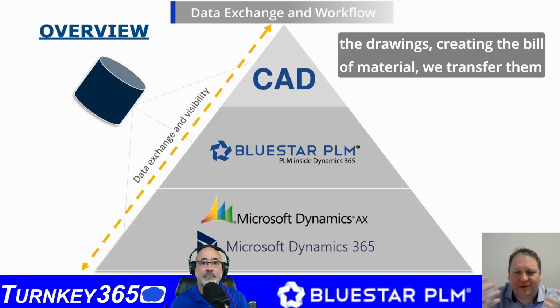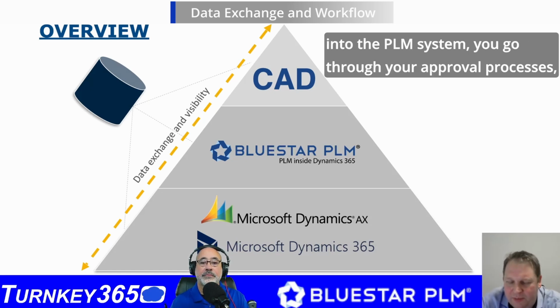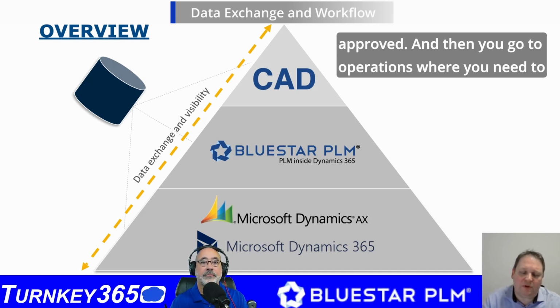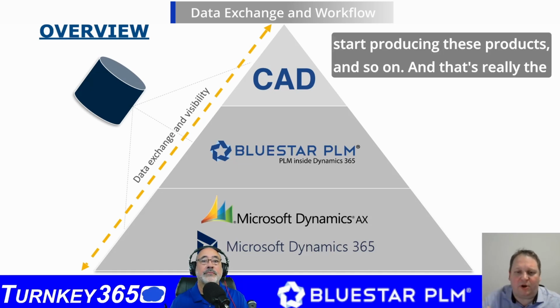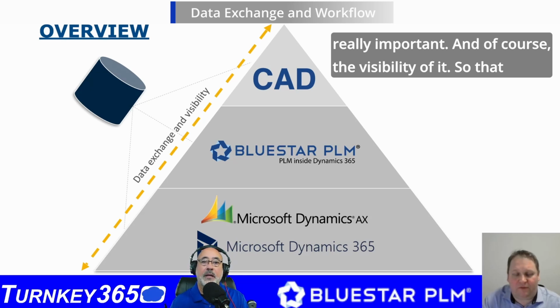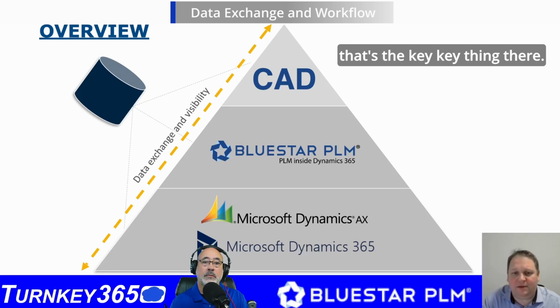creating the bill of material. We transfer them into the PLM system. You go through your approval processes, making sure that you get the drawings reviewed and approved, and then you go to operations where you need to start producing these products and so on. And that's really the data transfer back and forth in this span that is really important, and of course the visibility of it. So that's the key thing there.